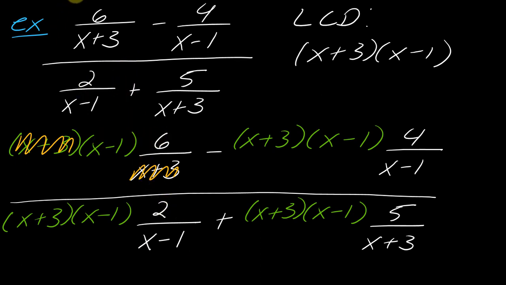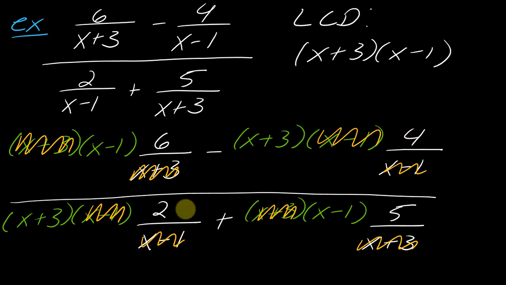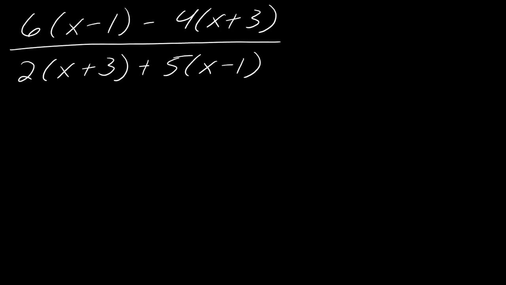So I've got 6 times x minus 1. Then for this next part, the x minus 1's drop out. Moving down here, the x minus 1's drop out. And then here, the x plus 3's drop out. Okay, so we can now see I should have this 6 times x minus 1 minus 4 times x plus 3 over 2 times x plus 3, and then plus 5 times x minus 1. So just writing out what's left, we've got this.